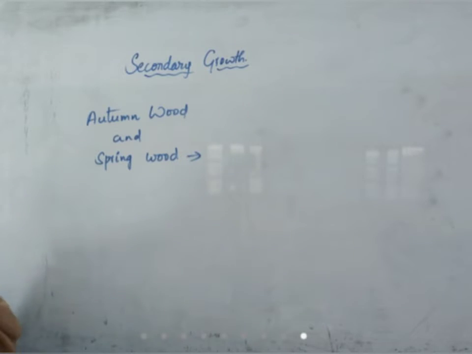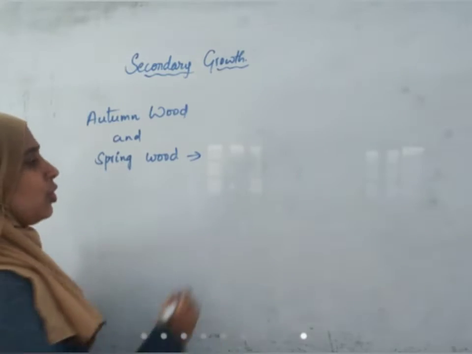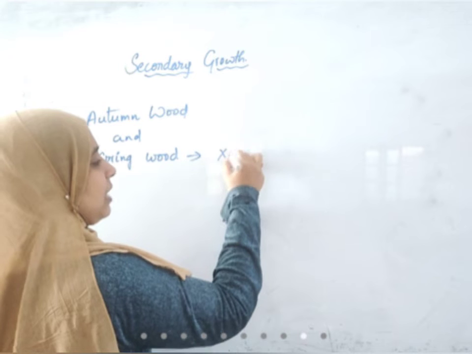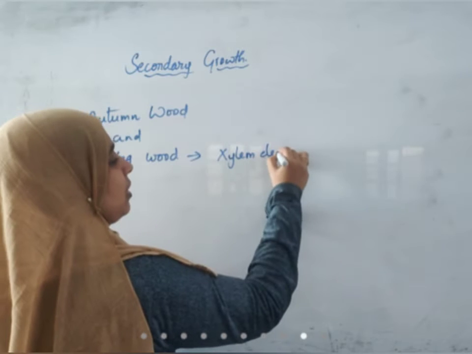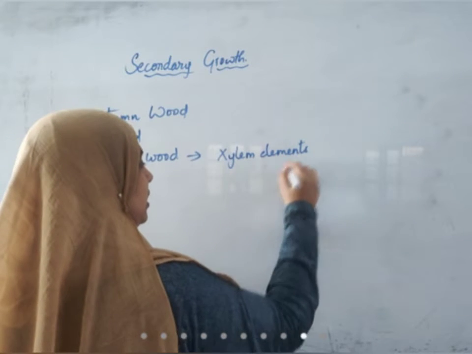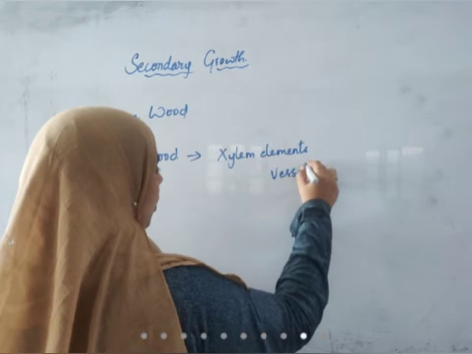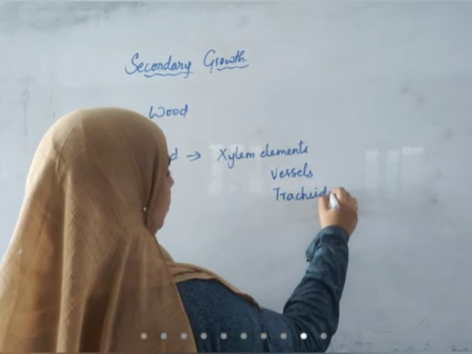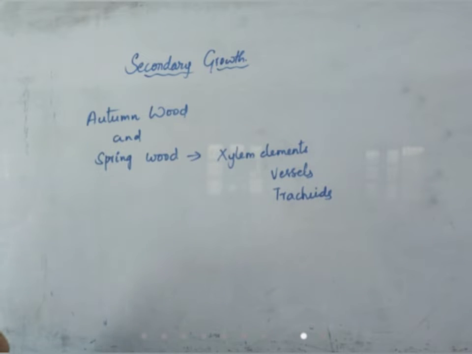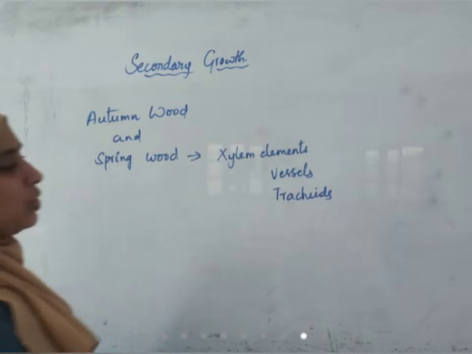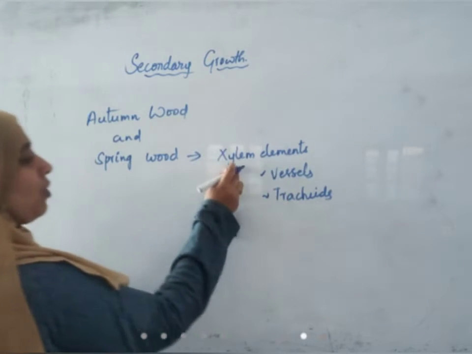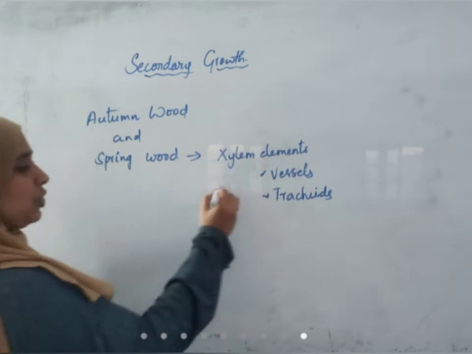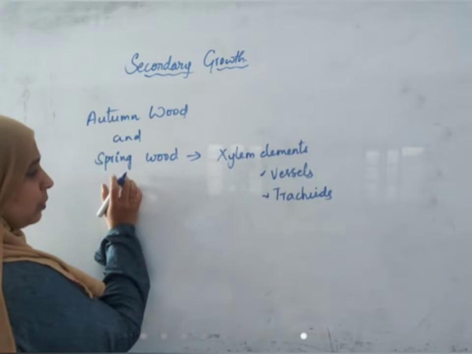Spring wood is fresh, with more xylem elements. Either it is vessels or it is tracheids. I told you that those plants which have tracheids have no vessels, and those which have vessels have no tracheids. So these elements of xylem are fresh looking in the case of spring.